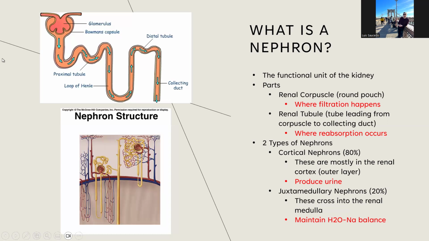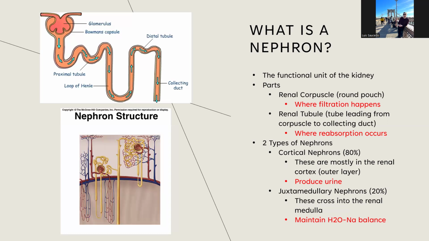And then the rest of it, the renal tubule, that includes the proximal and distal tubules and the loop of Henle. And this is where all of your reabsorption and secretion occurs in the body. This is also where some of our hormones will act to retain water, retain sodium, that kind of thing. There are two types of nephrons.